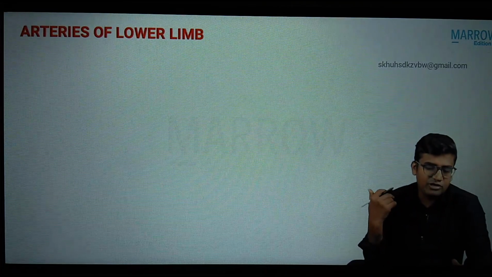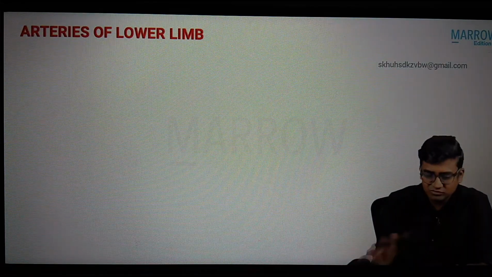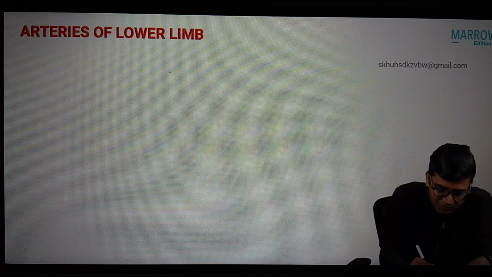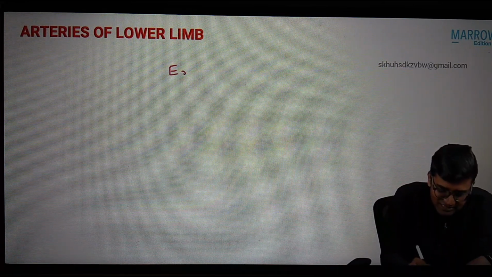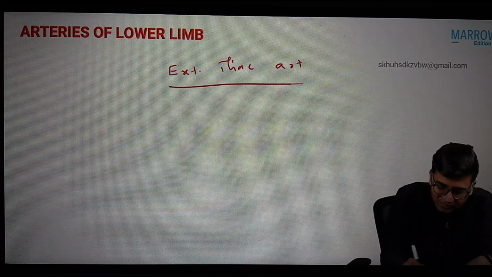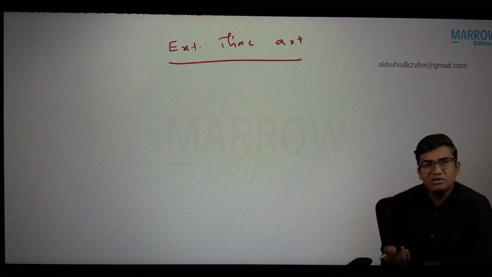So the things required for arteries of lower limb for the PG entrance exam. Okay, so we have to know this flow chart. First, we write this flow chart and then we continue. Now the point is, first the external iliac artery. External iliac artery, yes, is the branch of common iliac.